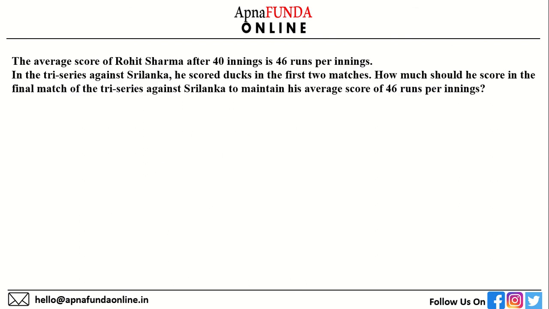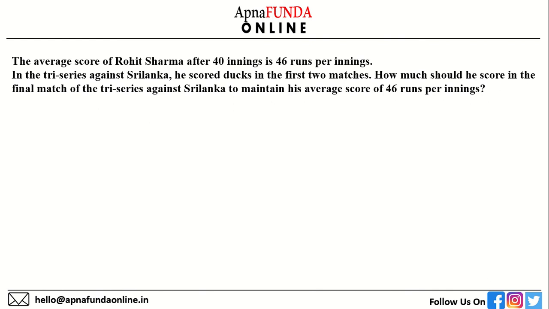Next question. The average score of Rohit Sharma after 40 innings is 46 runs per innings. In the Tri Series against Sri Lanka, he scored ducks in the first two matches. How much should he score in the final match of the Tri Series against Sri Lanka to maintain his average score of 46 runs per innings?